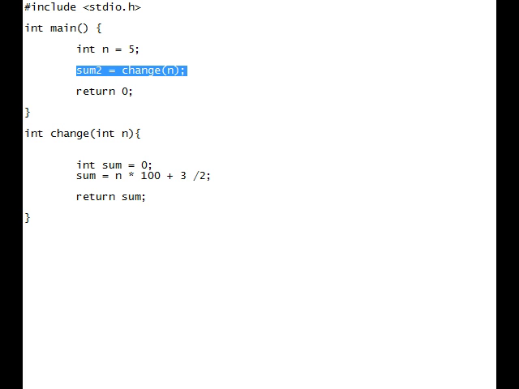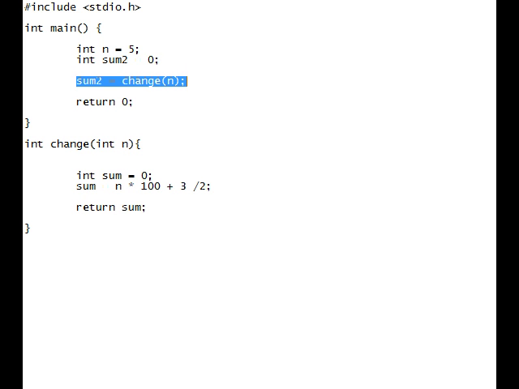I made a sum2 variable, right? An integer sum2 inside the main function. And what I did is I make that equal to change, and then in brackets n. What's happening is when you're doing change, you instate that change bracket bracket. That's basically calling the change function.